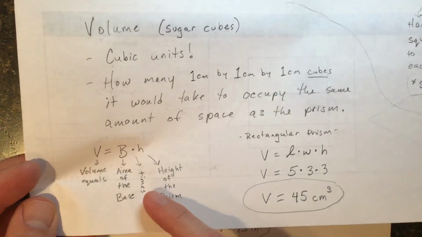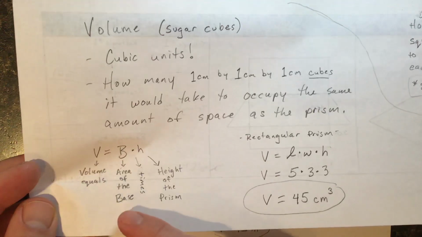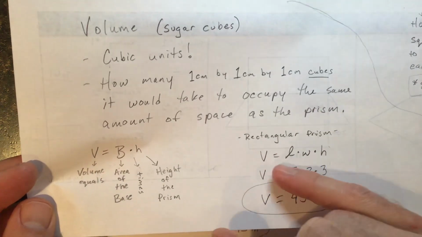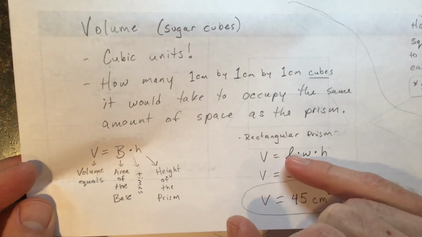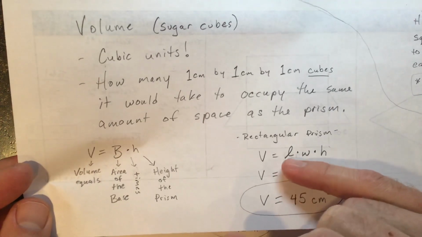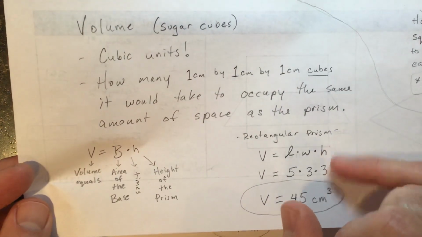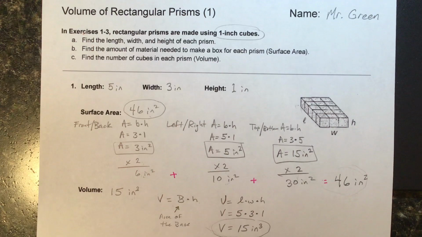We know that the formula for volume is volume equals area of the base times the height. But for a rectangular prism, that's really easy because the base is a rectangle. So it's the area of that rectangle, which could be defined as length times width, times the height of the prism. And that's the distance between the two parallel and congruent bases.